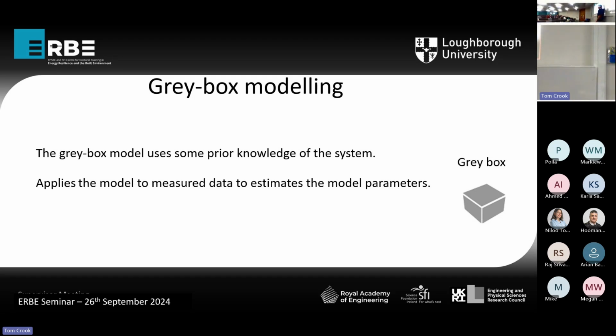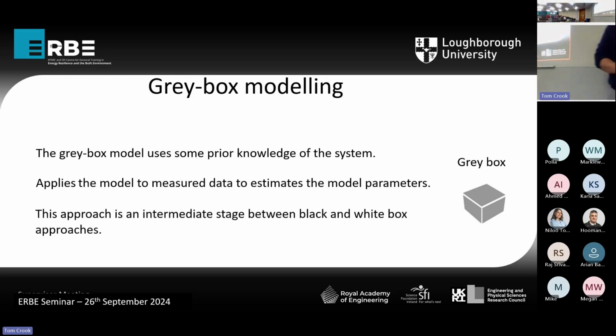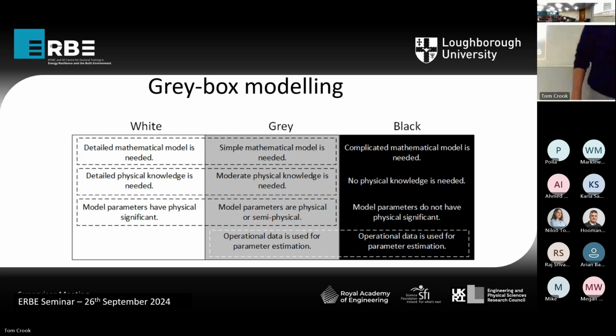It shares the feature with white box modeling that it is all based on the physics of the system. And then we use the measured data to actually calibrate the model. It means that it has something in common with black box. So that's why we call it gray box, because this approach is an intermediate stage between black and white box.